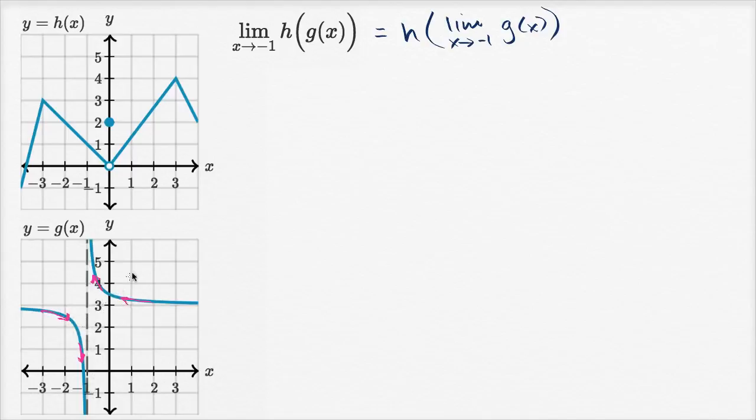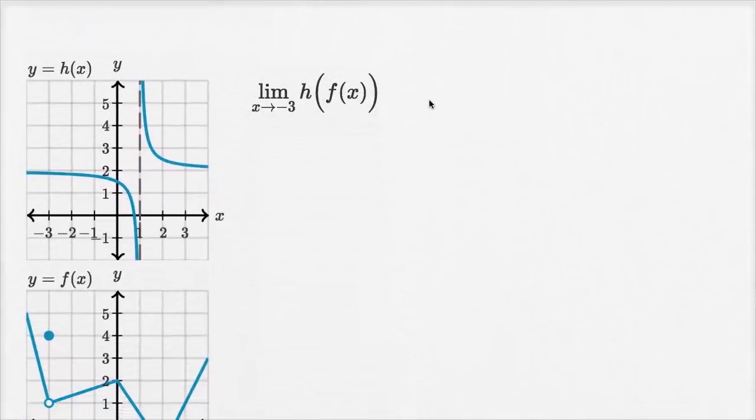So this limit right here is undefined. So it doesn't exist, or I should say, does not exist. So if the limit as x approaches -1 of g of x does not exist, well, there's no way that we can evaluate this expression. We can't find h of does not exist. So this entire limit does not exist. Let's do one more of these.